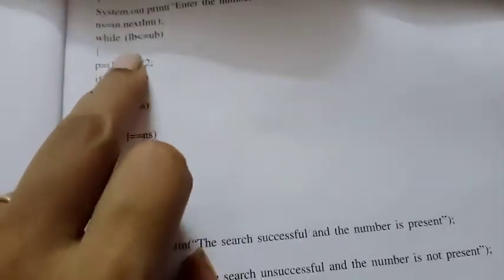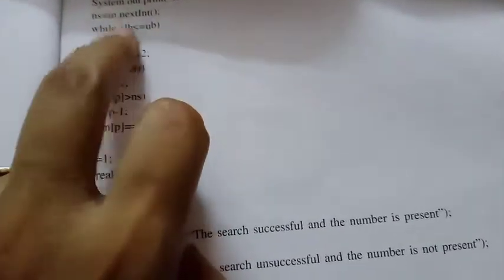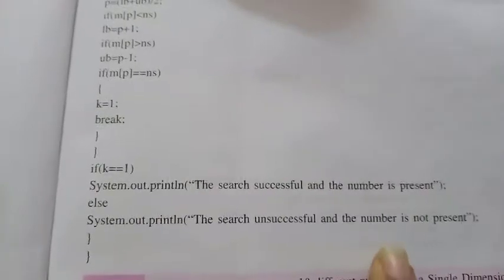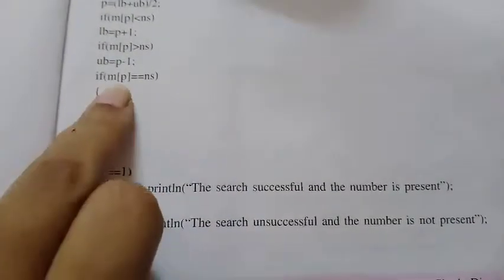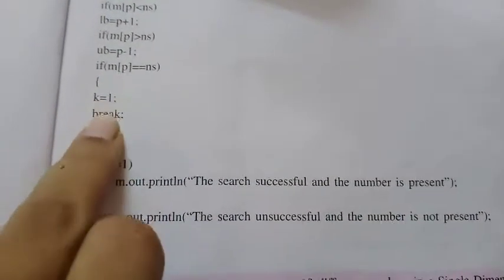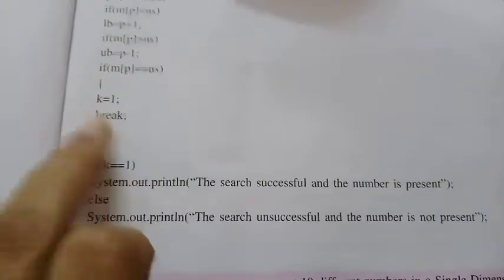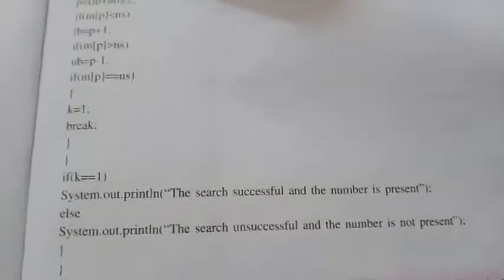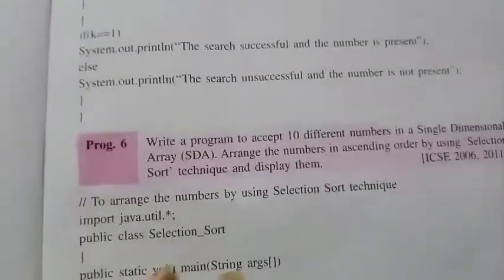Once the lower bound becomes greater than the upper bound, it will stop searching and come out. Okay, if k is not assigned 1 it means the search is unsuccessful. Since we have the number here, k is equal to 1 will be there and it will just come out, because we have given the break, it will come out of the loop. The search is successful will be printed for you. Okay, this is your binary search concept.